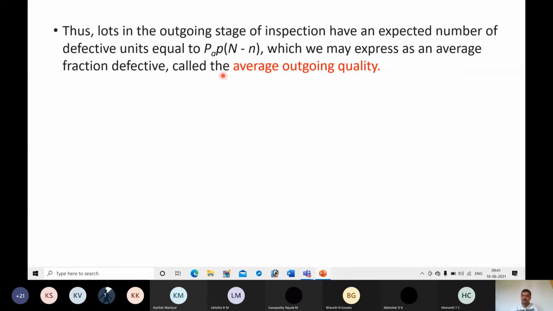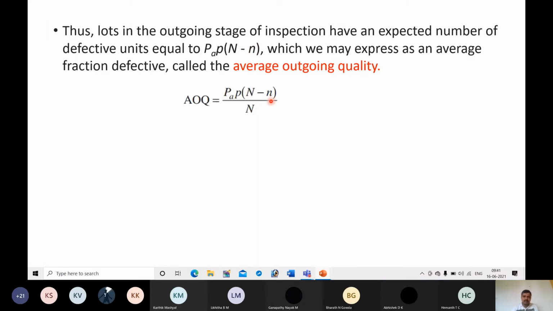If it is rejected, it will be subjected to rectifying sampling. Based on that, we are considering only the accepted lots. For that we are considering the probability of acceptance PA. P is the lot fraction defective. N minus n is the number of units in a lot, excluding units taken for sampling.